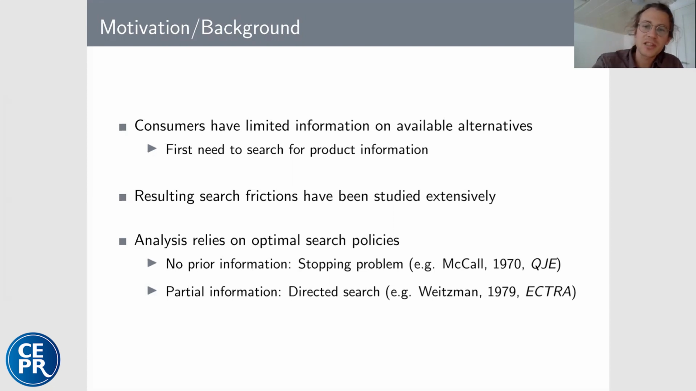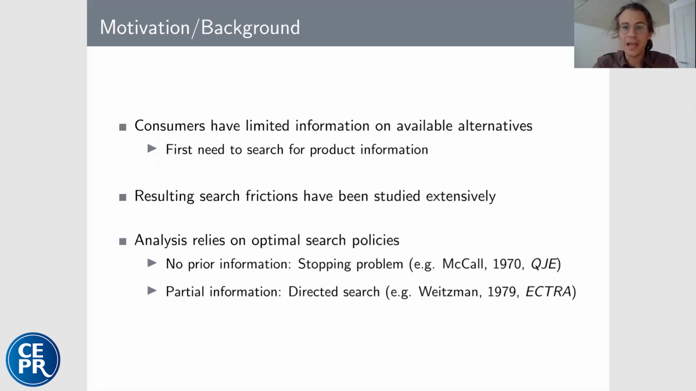These search frictions have been studied extensively in the literature, where the analysis is usually based on optimal search policies that describe how a rational consumer will search given his expectations and the cost of searching. Broadly speaking, so far we have optimal policies for two types of search problems. Either consumers are assumed to have no prior information, so they just search randomly across the alternatives and only decide when to stop searching, or they have partial information on all the alternatives based on which they also decide on the order in which they're going to search products.